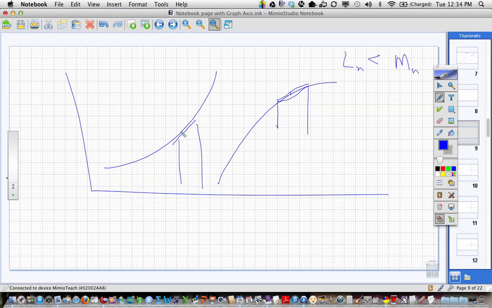This would be a midpoint rectangle. So it's under on this one and it's over on this one. Right. Well, the way I thought of it at least was, I thought they were both on the same side, which they aren't.